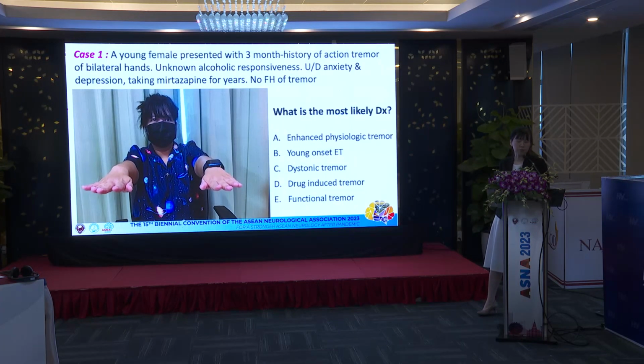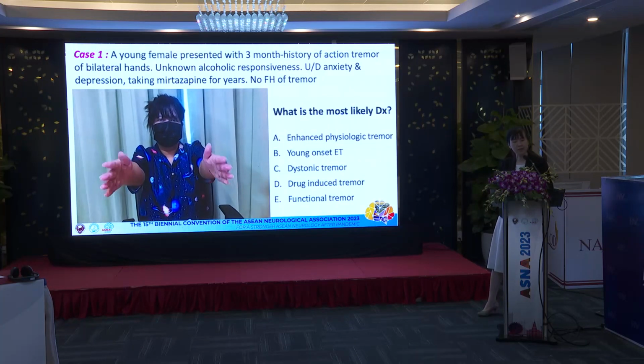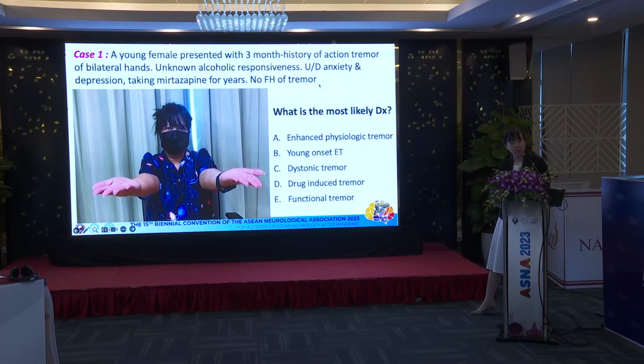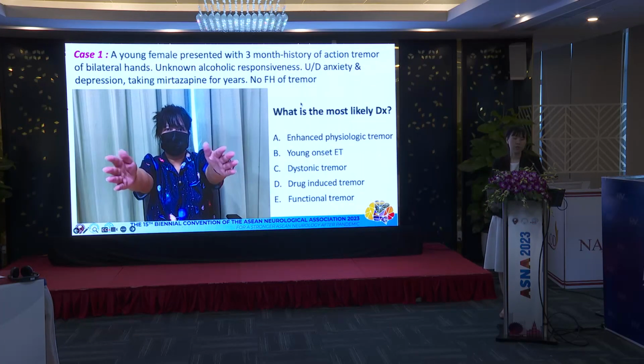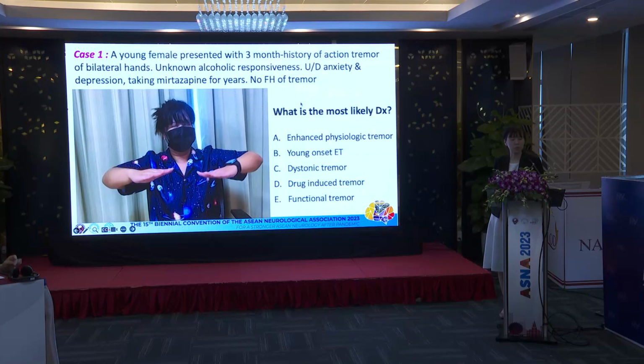So this is a young female who presented with a 3-month history of action tremor of bilateral hands. She has underlying anxiety and depression and has been taking mirtazapine for years. She denied family history of tremor and alcohol responsiveness is unknown.